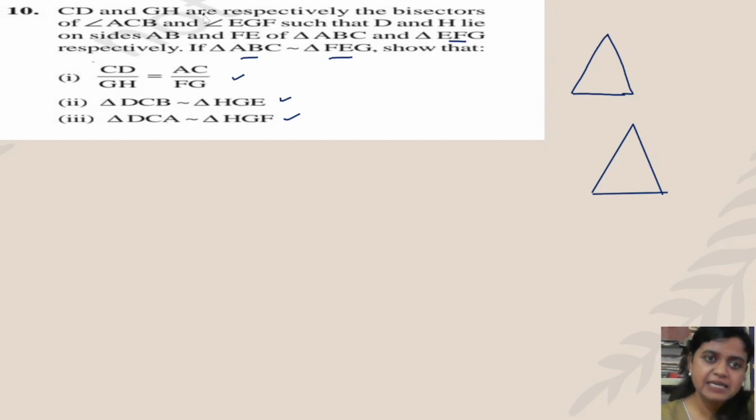CD is the bisector of angle ACB. So if I put CD here, it means we write A and B here. And why do I put C here? Because we have to draw CD as a bisector. And D and H lie on the side AB, so we can draw D here. Next we can join this line.